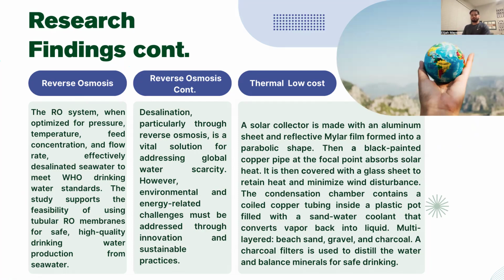And then also I found a thermal way of desalinating the water. It has a solar collector made of an aluminum sheet and a reflective mylar film formed into a parabolic shape, like a parabola. Then it's painted black, because it absorbs more heat that way, on a copper pipe at the focal point. It absorbs solar heat. It is then covered with a glass sheet to retain that heat.